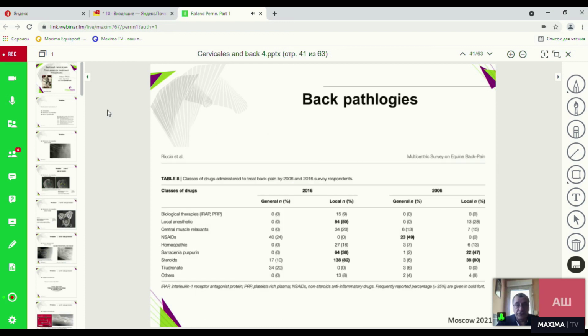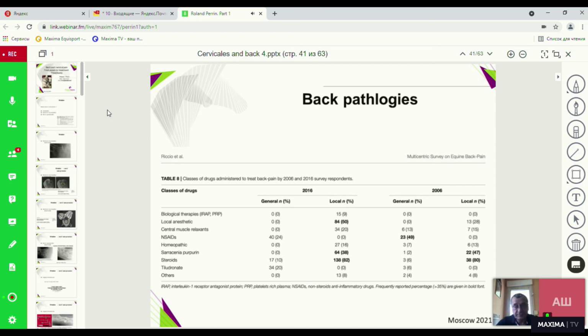So what can you put in your infiltration? You see that between 2006 and 2016, you have not a big difference. So you can put biologic therapy, of course, you can put steroid, you can put homeopathic therapy, but more often it is steroid.